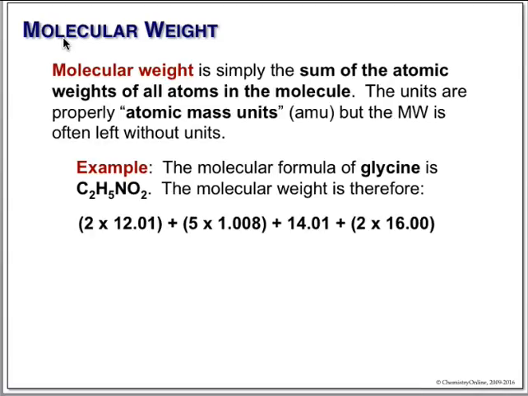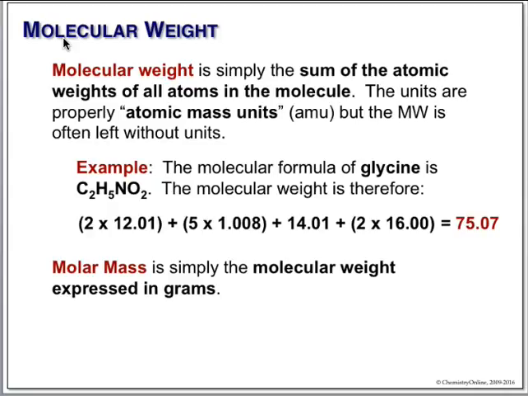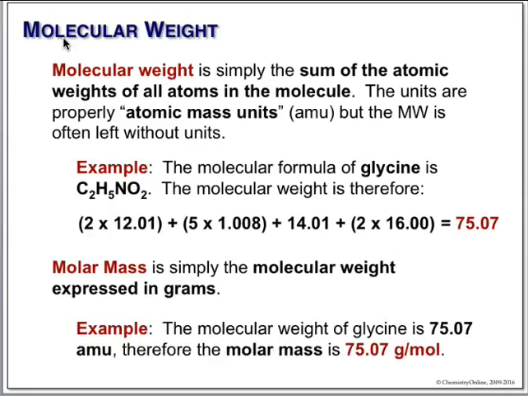So this is what we would have. 2 carbons, 5 hydrogens, 1 nitrogen, and 2 oxygens. Simply multiply it out, add it up, and it comes to 75.07. If we had 75.07 grams of glycine, we would have 6.02 times 10 to the 23rd glycine molecules. Molar mass is defined as our molecular weight here, but we simply express it as grams per mole.